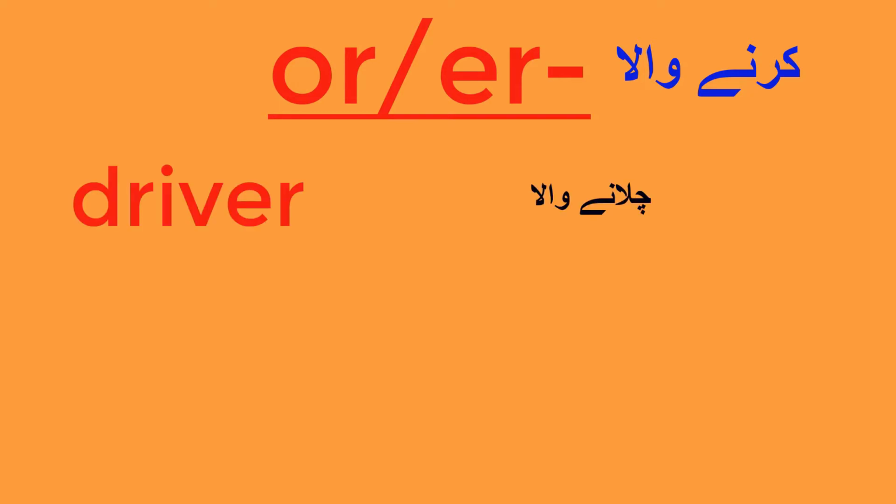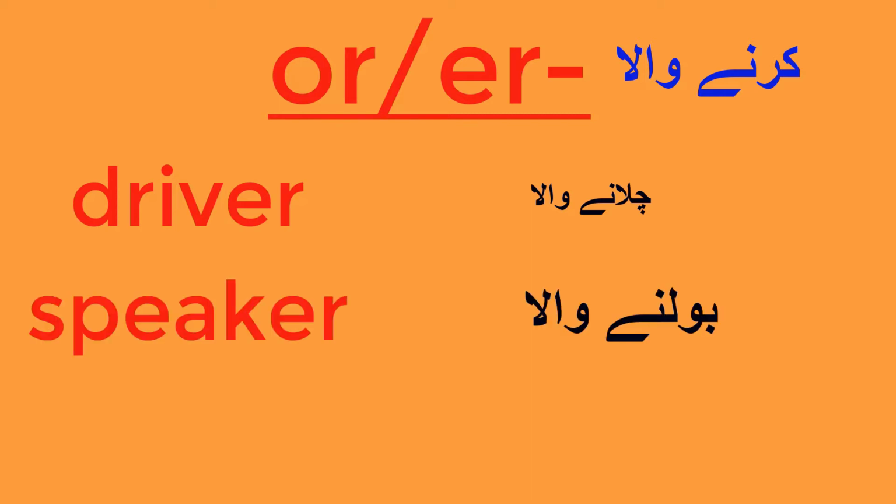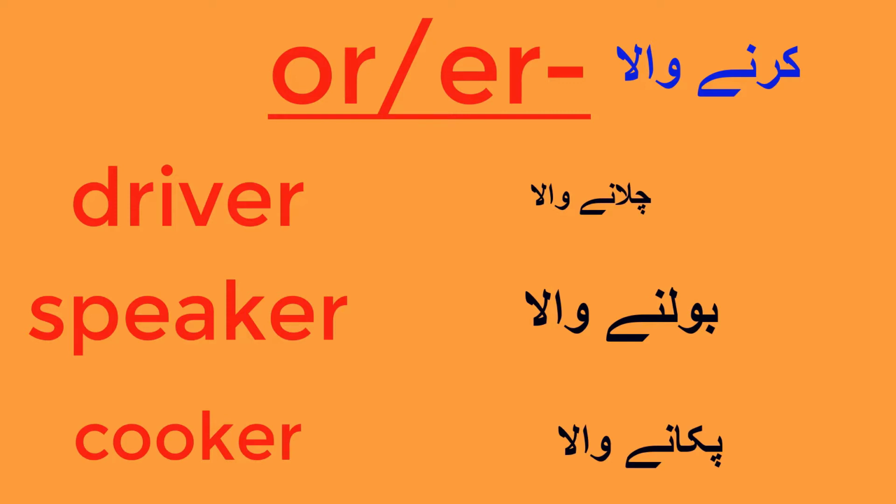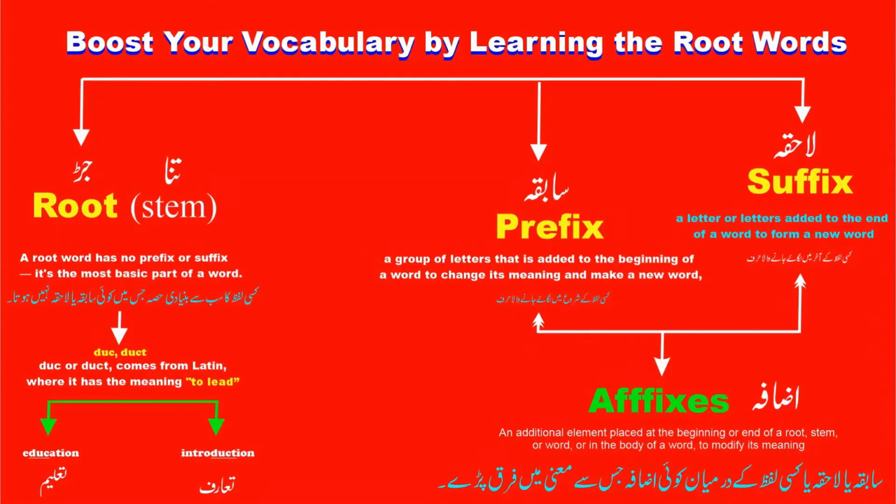پھر اگر کسی ورڈ کے آخر میں OR یا ER آ جائے تو اس کا مطلب ہوتا ہے کرنے والا. یعنی ڈرائیو چلانا، ڈرائیور چلانے والا. اسپیک بولنا، اسپیکر بولنے والا. اسی طرح اور بھی OR، ایکٹ، ایکٹر. چیٹر. بہت سے زیادہ الفاظ ہیں، میں بیان نہیں کر سکتا.